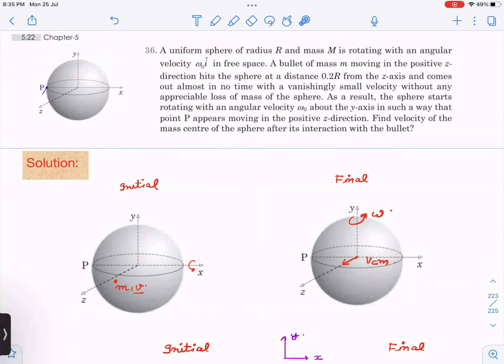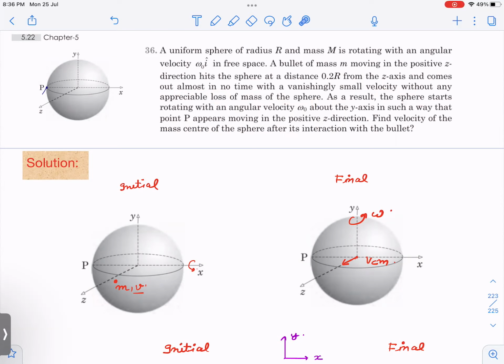You can see this is the sphere. It is rotating with an angular velocity omega naught i cap, so this is the x direction. And in free space, there is no gravity. A bullet of mass m moving in the positive z direction hits the sphere at a distance 0.2 r from the z axis. So the perpendicular distance is 0.2 r, and it comes out almost in no time with a very small velocity, without any loss of mass for the sphere. So the mass of the sphere remains the same before and after.